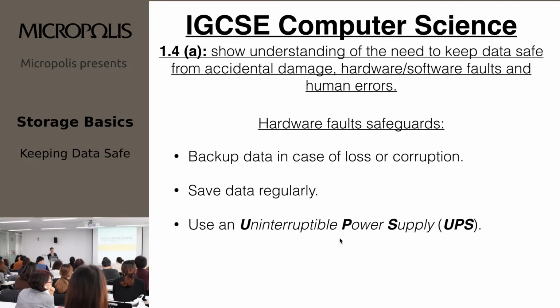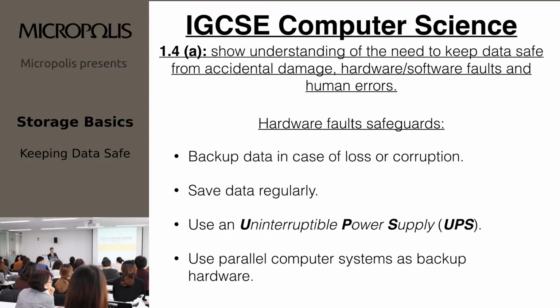Also, you could use a UPS, which is basically a power supply that's uninterruptible. So if the power goes off, you still keep your data because this power supply is still running. And use parallel computer systems as backup hardware. That's a good one because you have 2 parallel computer systems, so what you do with one computer system will also save in the other, or something like that. I'm not entirely sure, but I think that's what it means. So it's good if you do that.